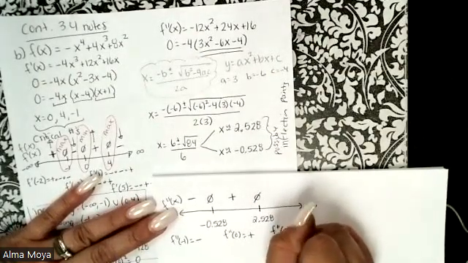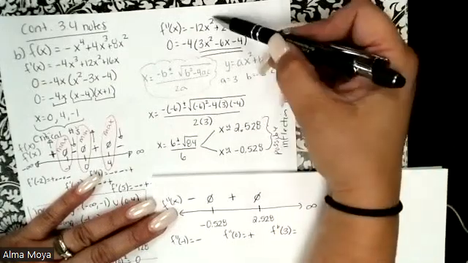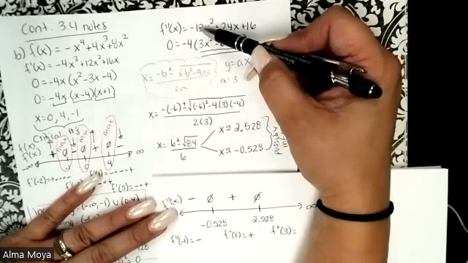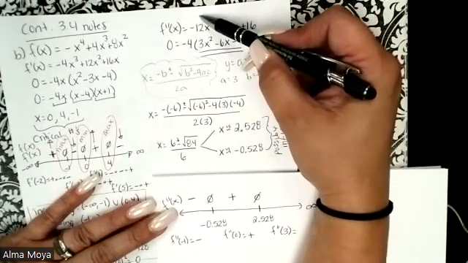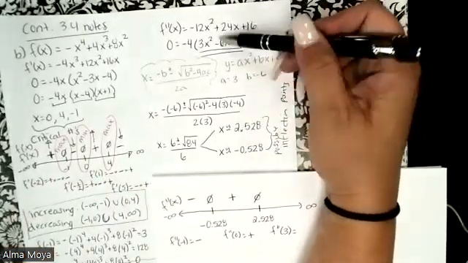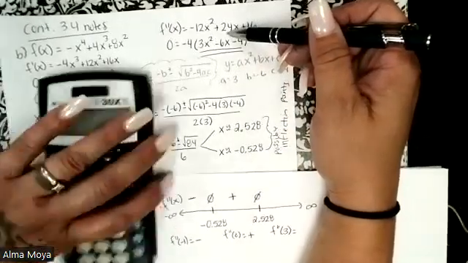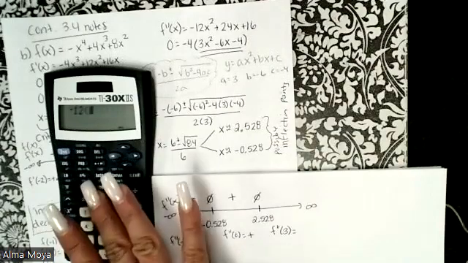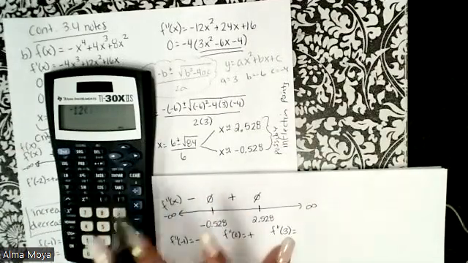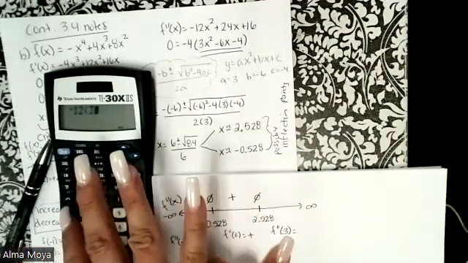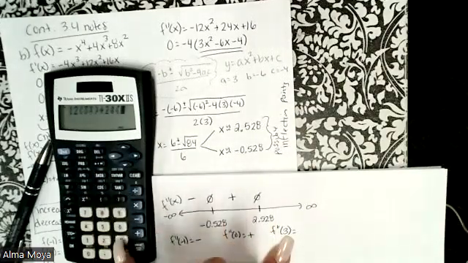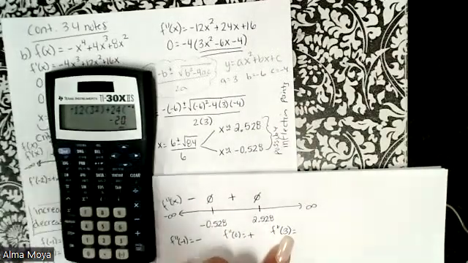And then I'll plug in the number 3. So if I plug in 3 here, 3 squared is 9. 9 times -12 is going to be a really big number. Let me just try that out. I have -12 times 3 squared plus 24 times 3 plus 16. That gives me a negative number.